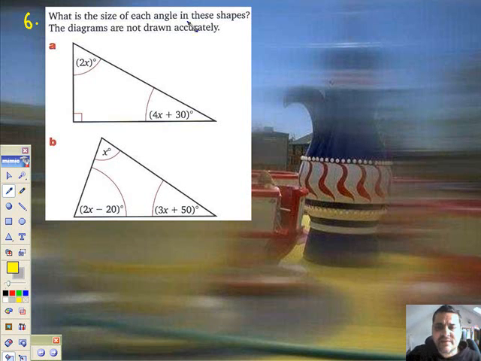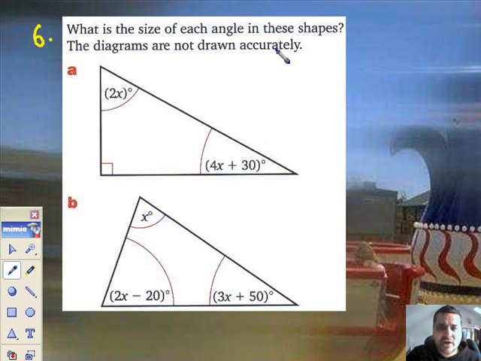Right, question 6 is lovely. It says, what is the size of each angle in these shapes? The diagram's not drawn to scale, so don't even try measuring. It's not the idea. Now, we know that angles in a triangle add up to 180, don't we? So let's just use that fact.